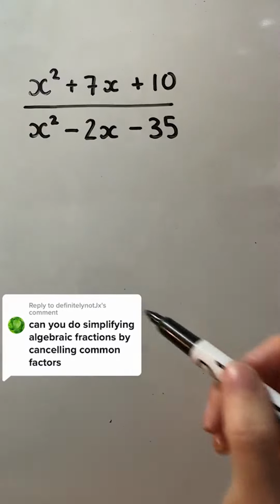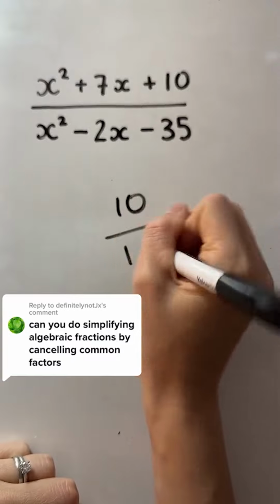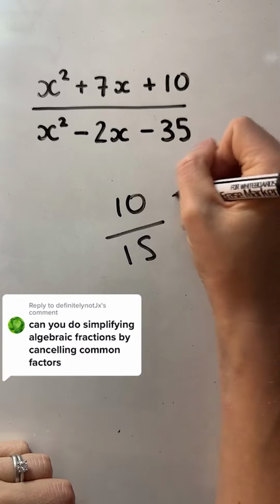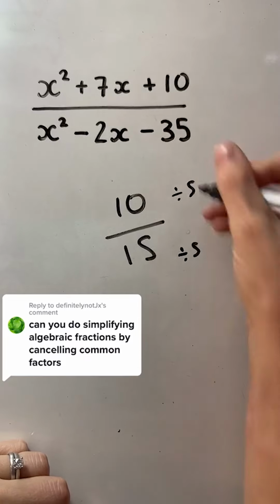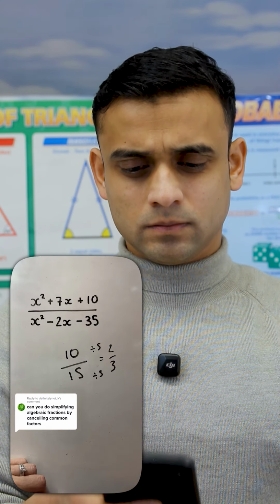So how would you simplify this fraction? Now, normally when we simplify a fraction, let's say it's 10 over 15, we're looking for a common factor. In this case, it would be 5, and we're dividing by that common factor. So that would be 2 over 3. However, in this case, it's not obvious what the common factors are.